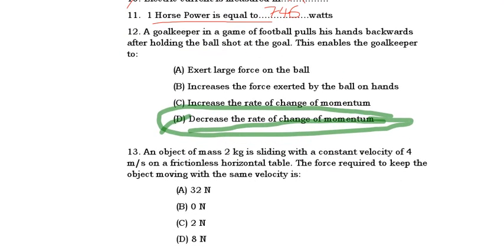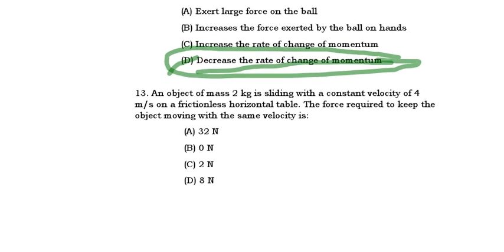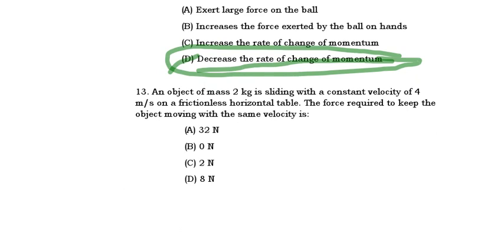The next question, an object. Now this is an important question, guys. An object of mass 2 kg is sliding with a velocity of 4 meters per second on a frictionless horizontal table. Then the force required to keep the object moving with the same velocity. Guys, remember here the word is frictionless horizontal table. If there is no friction, what happens? Your force will be 0, guys.